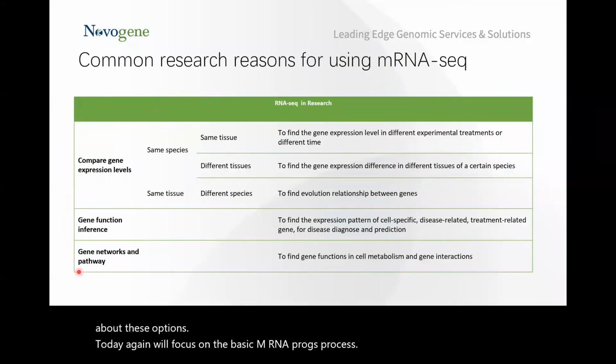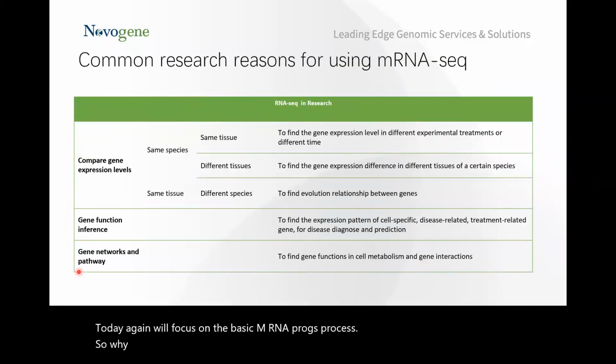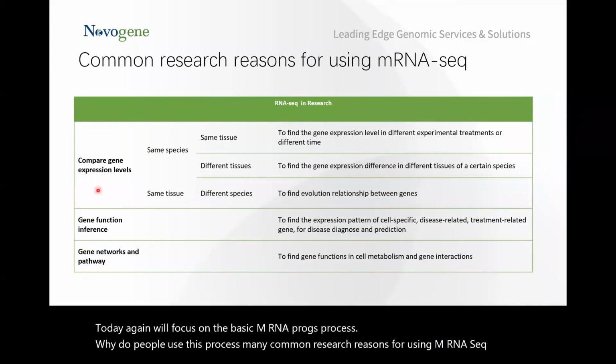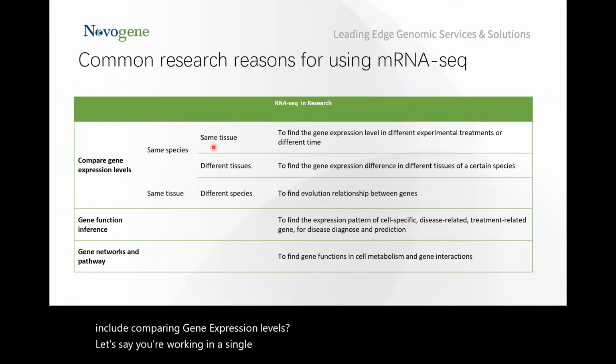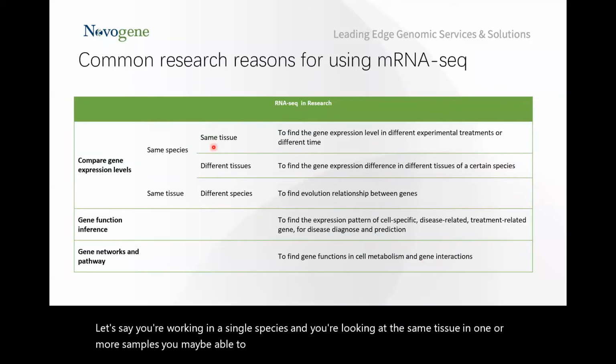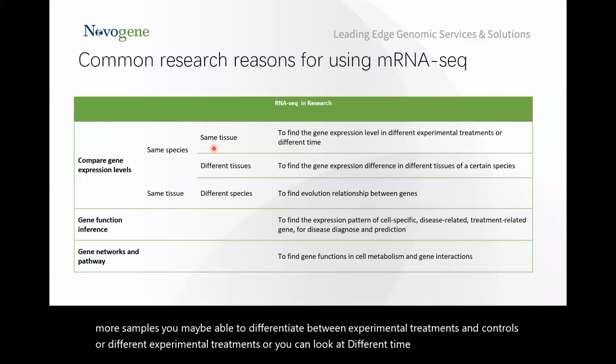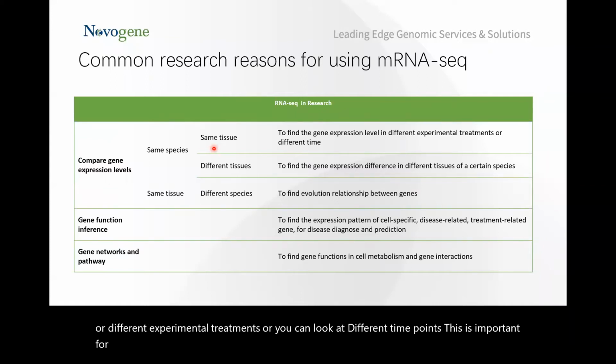So why do people use this process? Many common research reasons for using mRNA-Seq include comparing gene expression levels. Let's say you're working in a single species and you're looking at the same tissue in one or more samples. You may be able to differentiate between experimental treatments and controls or different experimental treatments, or you can look at different time points. This is important for many people who are studying developmental biology or understanding processes of aging.